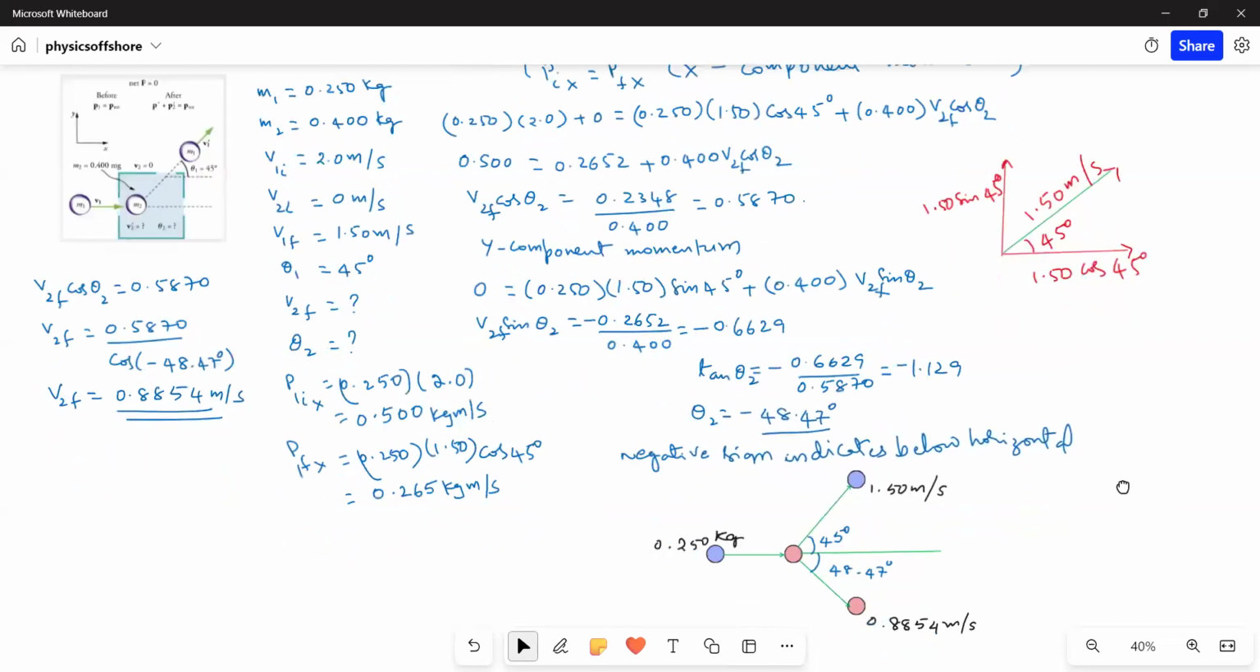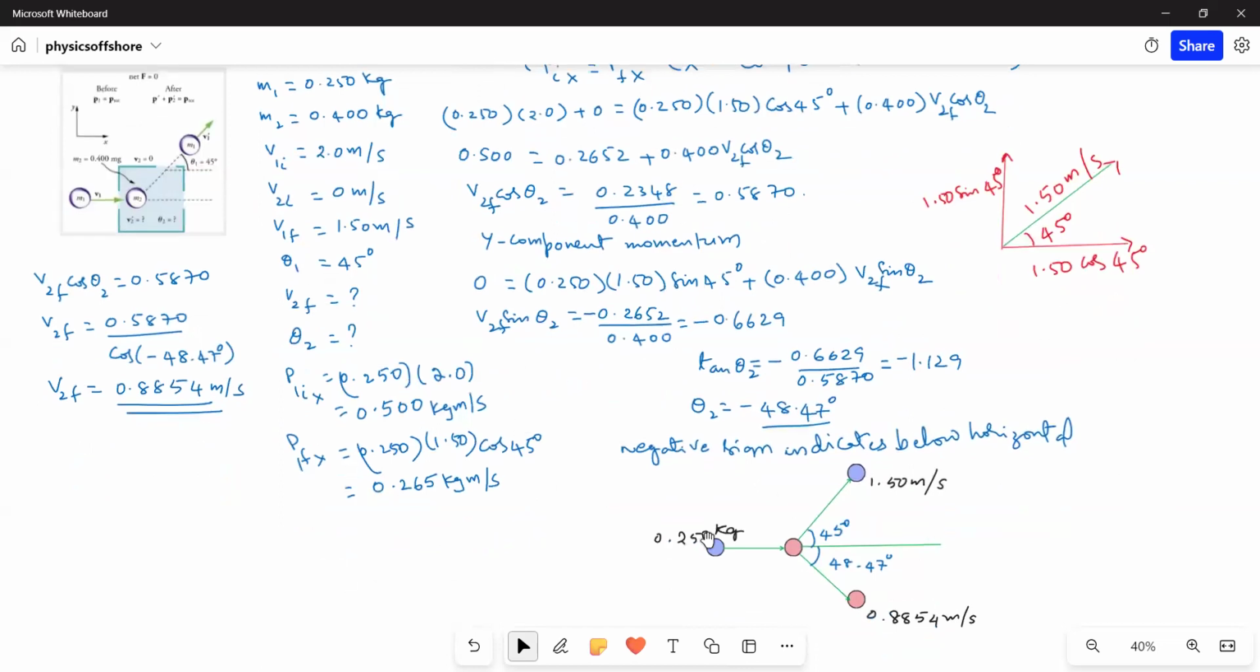So this is the picture here. I have redrawn the picture. So this is the first object. It collides with the stationary object and then moves with a velocity of 1.5 meters per second, making an angle of 45 degrees with the initial direction. And after the collision, the second object moves at an angle of 48.47 degrees below the horizontal.